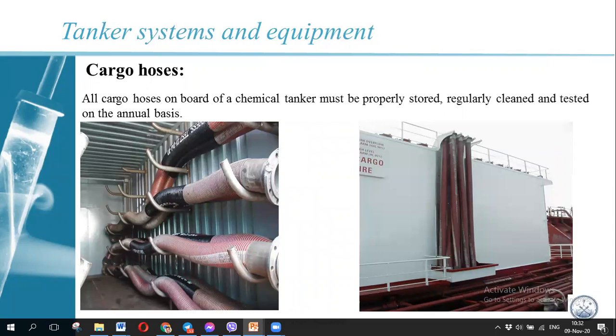That's how the cargo hose is to be stored. It must be stored this way or this way, but this way is more dangerous because during rolling, pitching, and vibration it can damage the hose here. So it's better when the cargo hoses are in a vertical position. And this one is also not perfect, but at least it has less chance to be scratched or damaged.